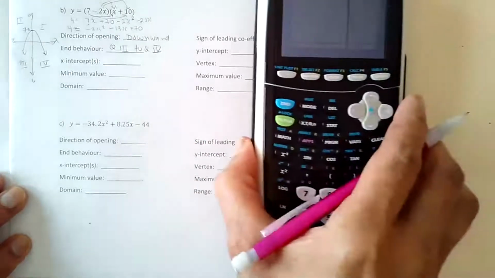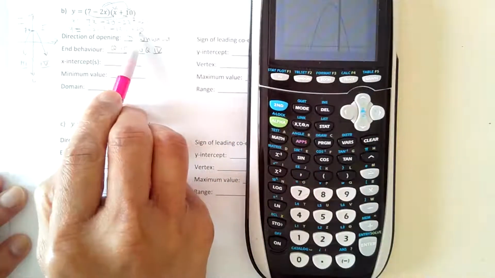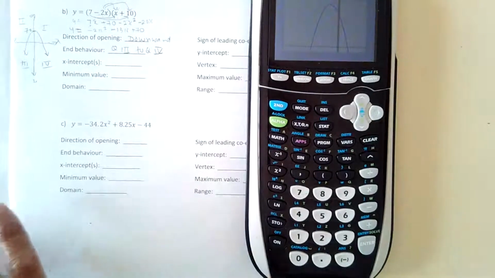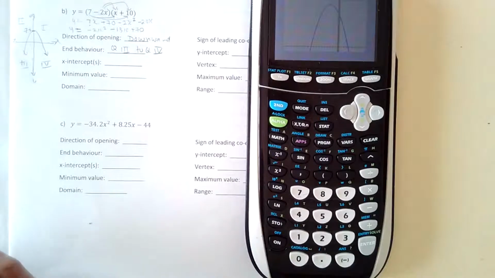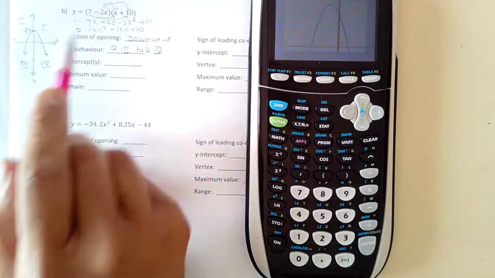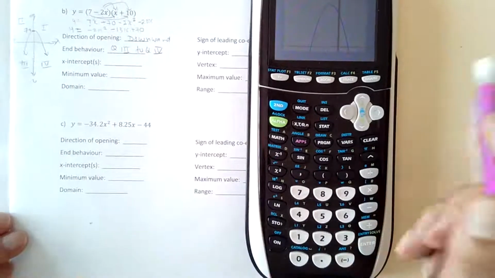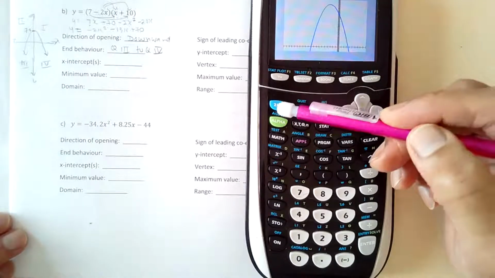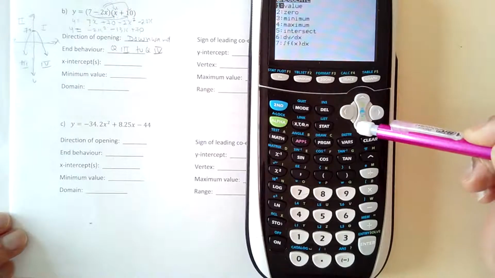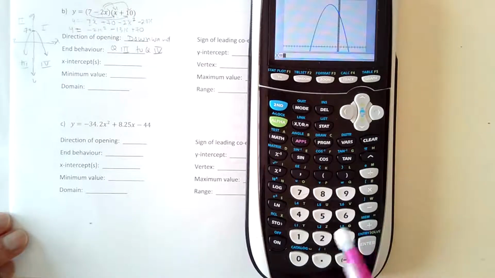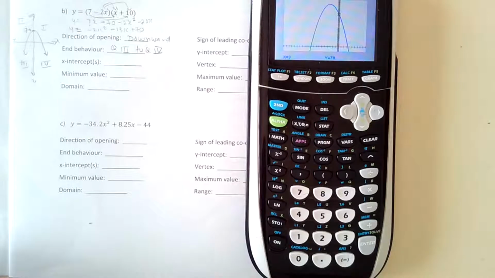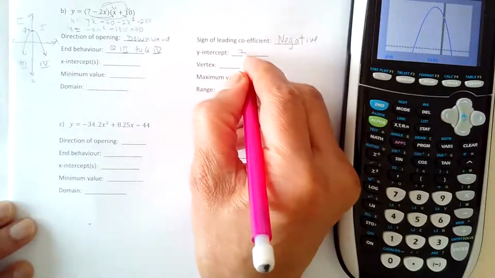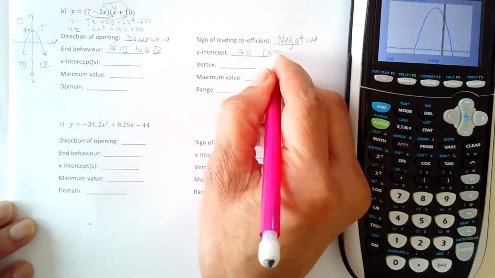The y-intercept. Now I can tell here it's 70, but you couldn't tell from the original form of the parabola. But let's find it from our calculator. To find the y-intercept, you press second trace, go down to value and press enter. Let x be 0, y is 70. So there we go, the y-intercept is 70, or (0, 70).